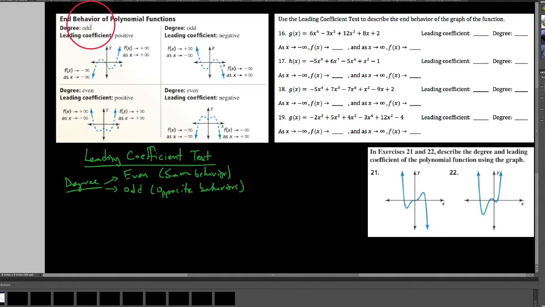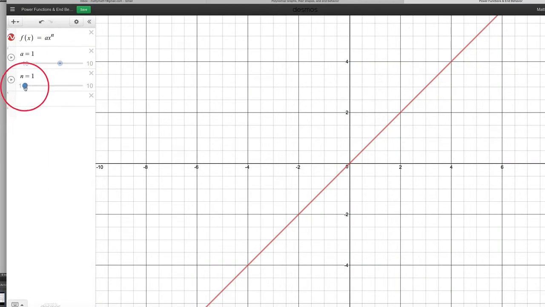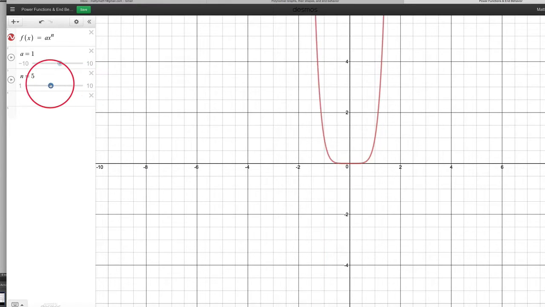We would see that if our degree is odd, in either of these instances, what we see are graphs that either fall on the left and rise on the right, or rise on the left and fall on the right. And if our degree is even, we have both rising on the left and the right, or both falling on the left and the right. So that's a neat thing, to be able to look at the degree and just determine whether the left and the right-hand side should behave the same or not.